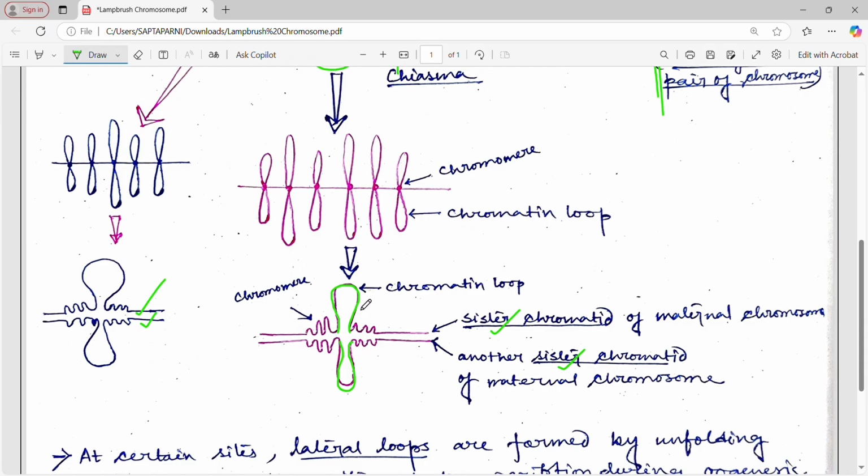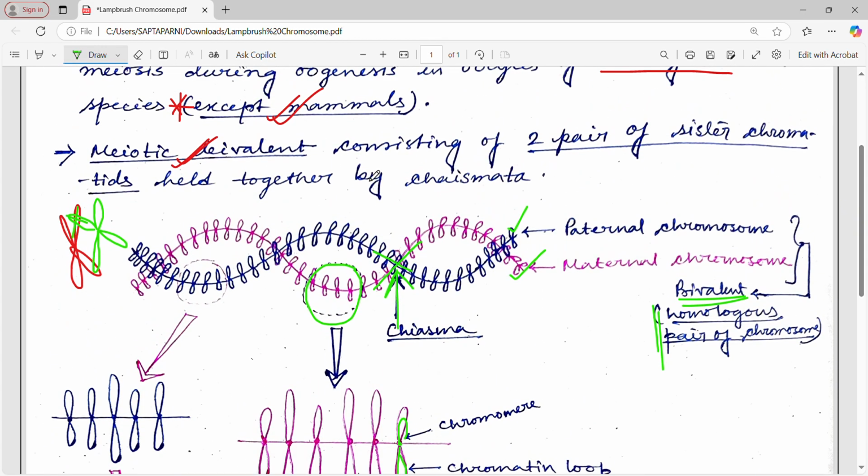In some sites they form small loops or more condensed structures. These loops are known as chromatin loops, and these more condensed structures are known as chromomeres. You can see this is from the maternal chromosome part and the blue one is from the paternal chromosome part. So the Lampbrush chromosome is actually a meiotic bivalent consisting of two pairs of sister chromatids. That means four sister chromatids, because two sister chromatids are from the paternal chromosome and two from the maternal chromosome, held together by the chiasmata.